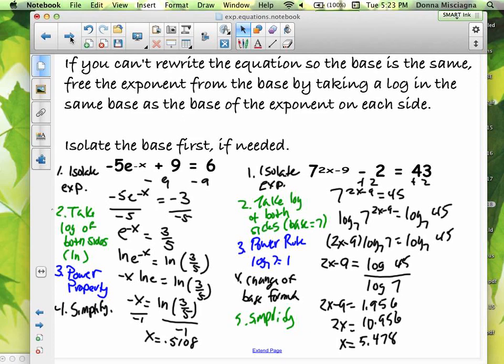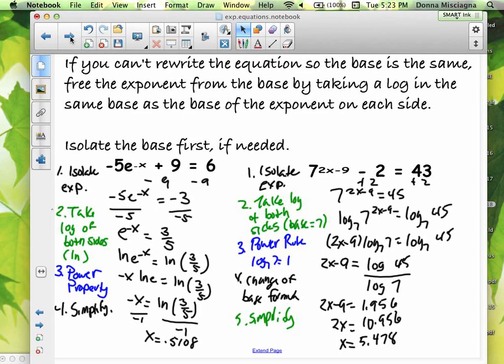So technically, if you said negative natural log of 3/5, that would be the exact answer. All right, so now let's look at the last one on this page. 7 to the 2x minus 9, minus 2 equals 43. We have to add 2 to both sides. Of course, we can't write 45 as 7 raised to a power.